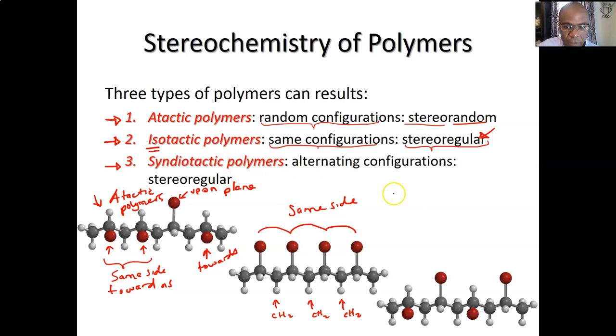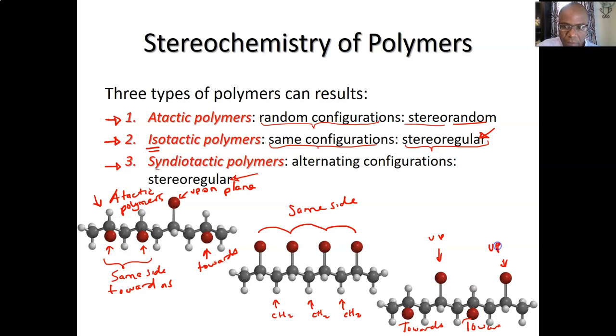They have alternating configuration. So again, it's a regular pattern. So it's stereo regular. But we call it stereotactic because there's an alternation. So you see, this is towards, let me just write towards, this is up.